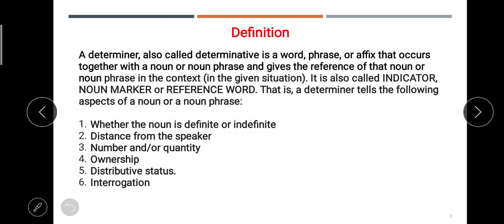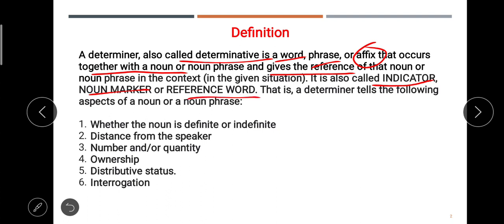Definition of determiners. Determiners are also called determinatives, and they can be one word, or a determiner can be a phrase, or it can be an affix. Affix means the part of the word, like prefixes and suffixes. So it can be any. They always come with a noun or noun phrase, and then they give the reference of that noun. And because of this quality, they are also called indicators or noun markers or reference words.